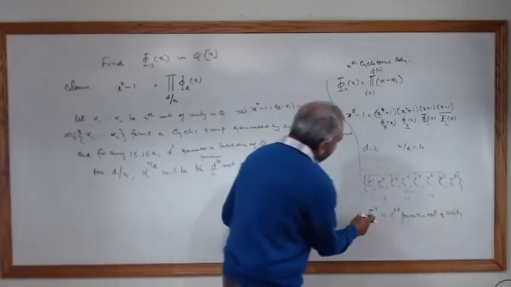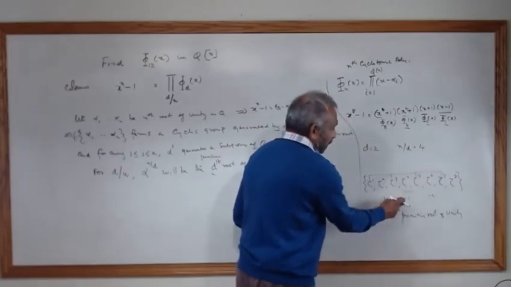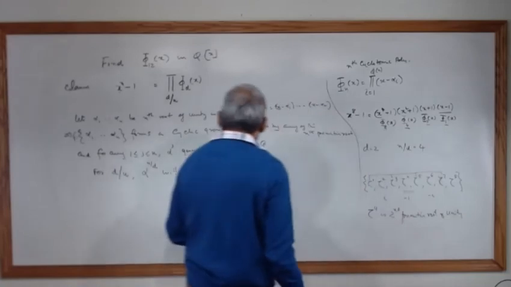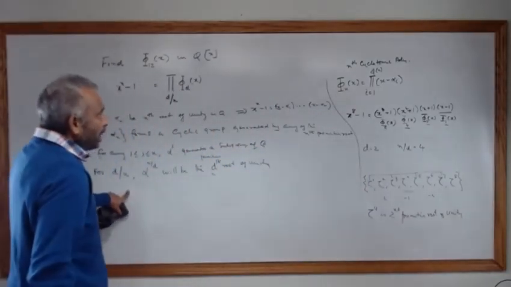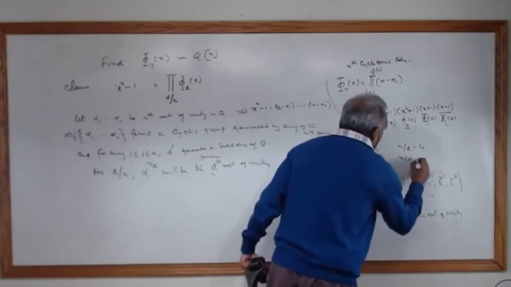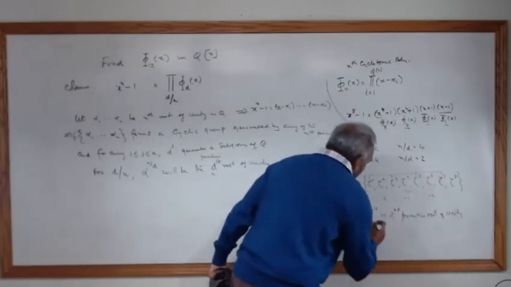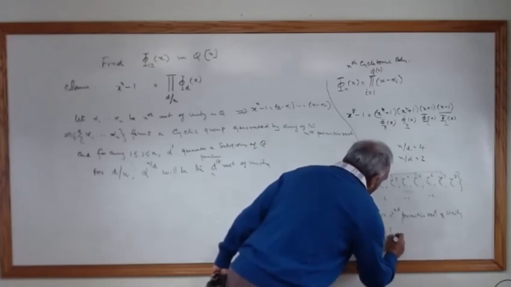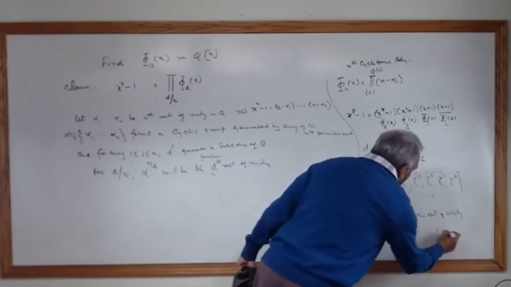What is zeta of 4? It's -1. And -1 is definitely the second primitive root of unity. That's what I'm saying here. And if you take d is equal to 4, n by d is equal to 2, and that is i, so zeta square is the fourth primitive root of unity.